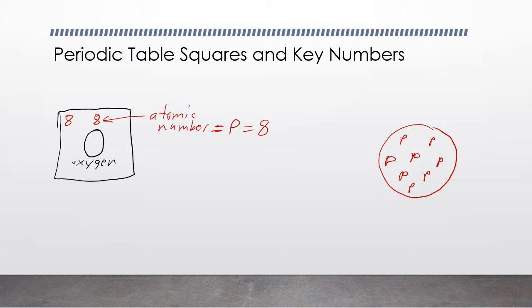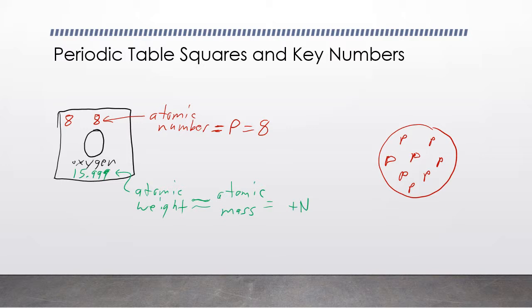Okay, what about neutrons? Well, there's another number down here that'll be written like 15.999. Okay, this is called the atomic weight, and it is the average weight of every oxygen atom in the world. Can we have an actual atom with 15.999 weight? No, because this is approximately equal to a number called the atomic mass, which equals protons plus neutrons.